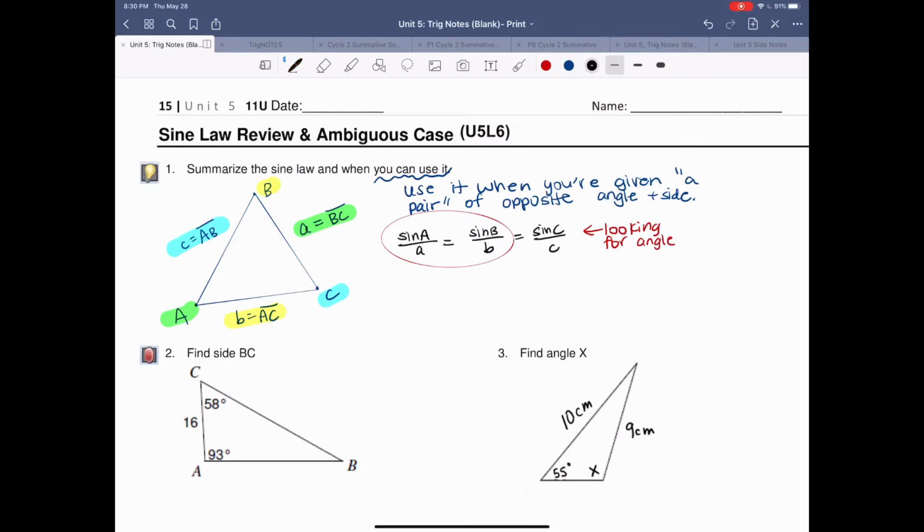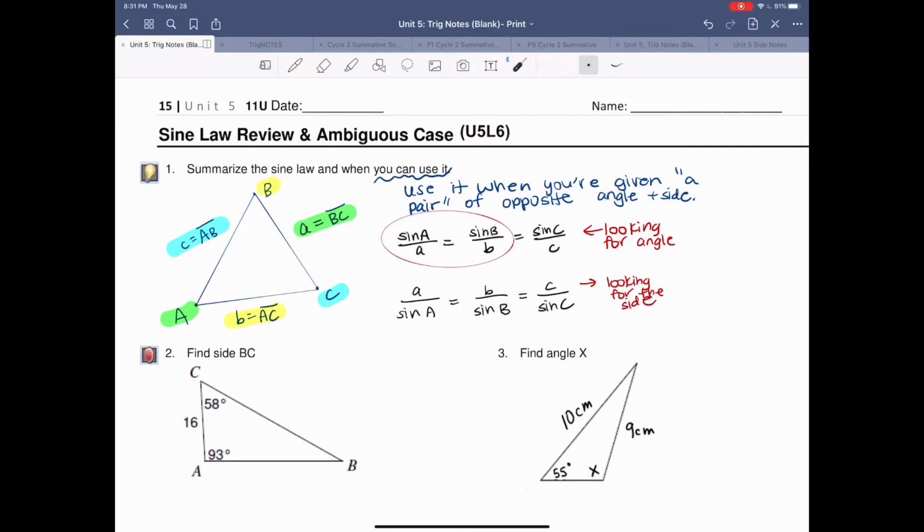Another way you can write it is in the reciprocal version. And because you have the sides in the numerator, you could say that you are looking for the side. So you're using this version when you're looking for the side.